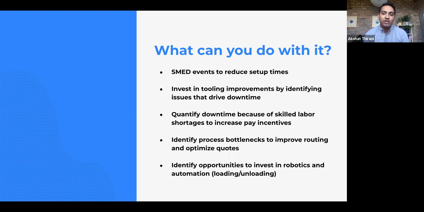And that might lead you to changing a pay incentive structure. Once you can quantify that, man, I lost hundreds of hours of machine capacity because of not having skilled labor. That might lead you to question, is your pay competitive? Are there ways that you can attract more talent and so on? What are some process bottlenecks in routings and quotes? And also justifying investments like the talent pool change for robots, cobots, and so on.